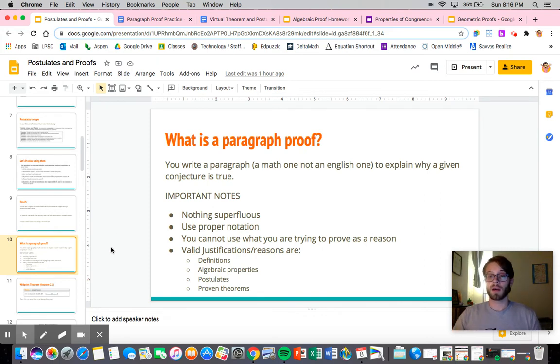So basically, all you're doing is you're writing a paragraph mathematically to explain why a given conjecture is true. And I say mathematically and not an English one for the sheer fact that when you are writing in mathematics, I don't want anything extra. Nothing should be superfluous. I don't know if that's a word, but nothing should be extra. There should be no excess. It is simple: statement, reason.